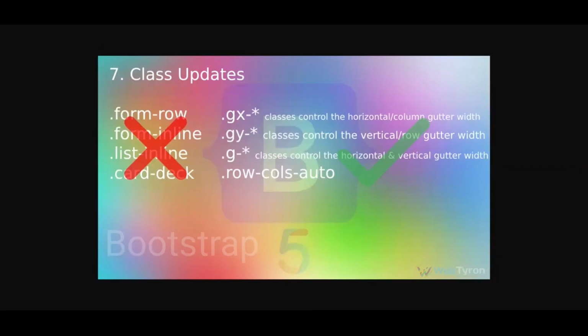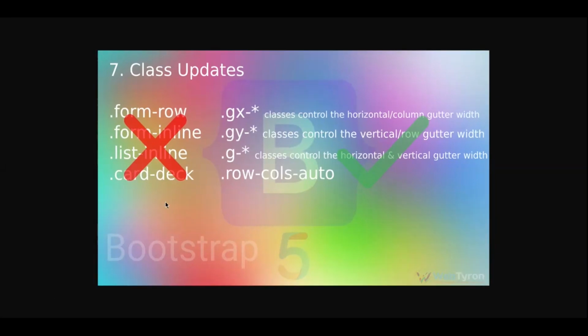Seventh major change in Bootstrap 5 is class updates. Of course, Bootstrap 5 will not be interesting without the new Bootstrap classes. Bootstrap 4 has more than 1500 CSS classes. There will be some CSS classes that will no longer be available in the new version and some CSS classes that will be added. Some of those CSS classes that are already removed, according to the Bootstrap 5 official GitHub project tracking board, are form-row, form-inline, list-inline, card-deck, and newly added are gx, gy, g-hyphen, row-cols-auto.